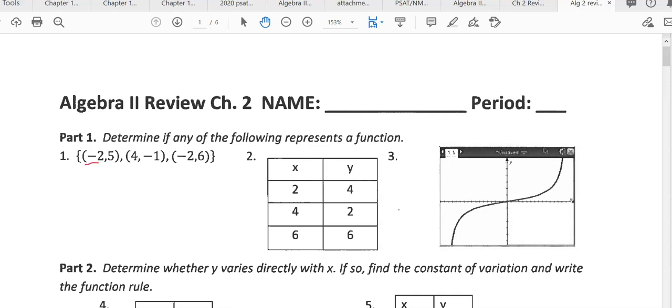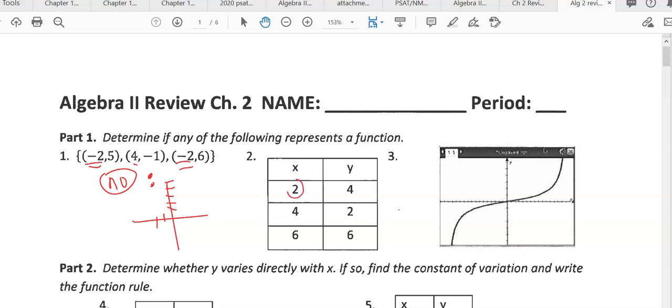Okay, so this one, you're looking at especially the x values. And so like 4 is okay, but -2 and -2, I'd say this is not a function. So I would say no, this is not a function. If you graphed it, -2, 5 would be something up there, and -2, 6 would be right up there. Those 2 points are vertical from each other, and so that's definitely not a function.